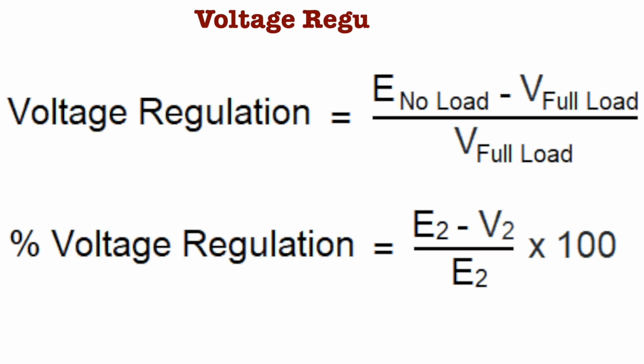Next comes the voltage regulation. Voltage regulation is the ability of the generator to maintain a constant voltage output despite the variations in load. It is a measure of how the terminal voltage of the generator changes from no load to full load conditions and is expressed as a percentage change in voltage from no load to full load. Good voltage regulation indicates that the generator can maintain a steady output voltage even when there is a variation in load.